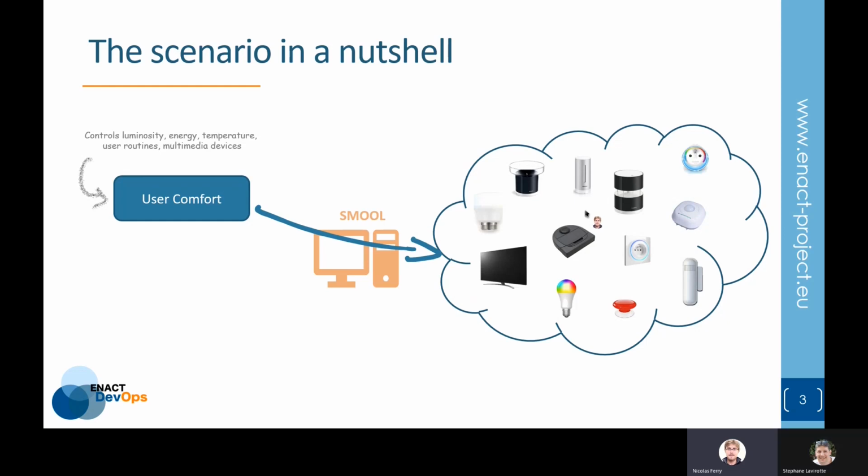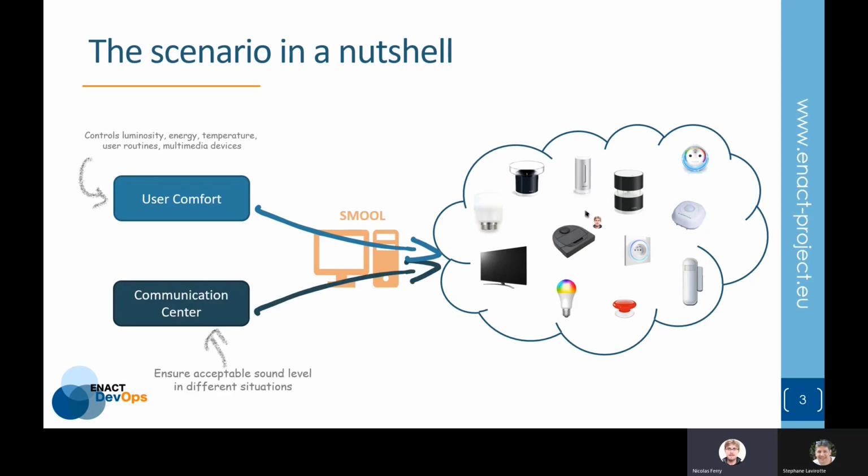The objective of our scenario is to augment this smart IoT system by adding a novel application called Communication Center, whose objective is to ensure an acceptable sound level in different situations, and in particular, we will see that we'll try to manage the sound level during phone calls. So, for instance, turning off the TV during phone calls. These two applications are running in an App Server, and they are communicating with all the devices, actuators and sensors in the smart home via the small IoT platform.